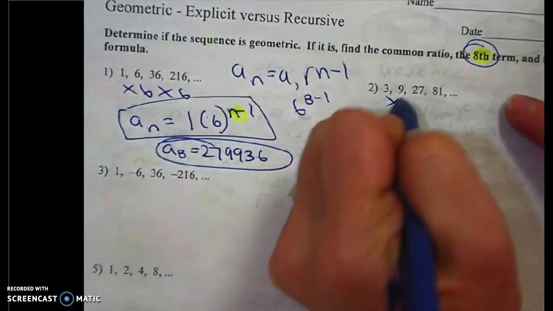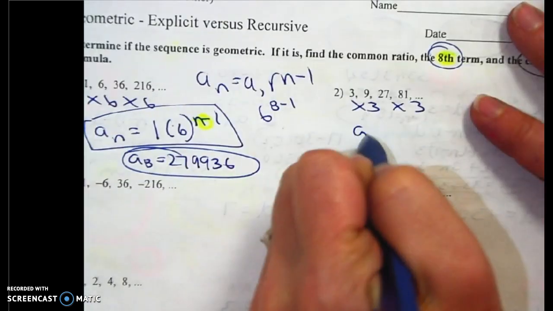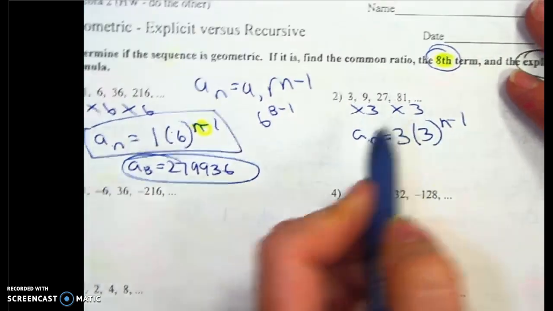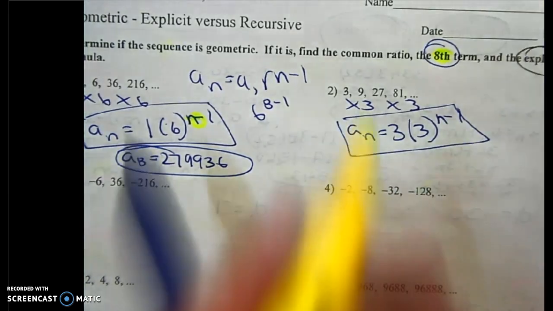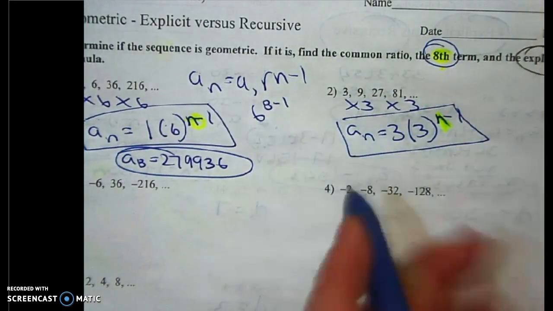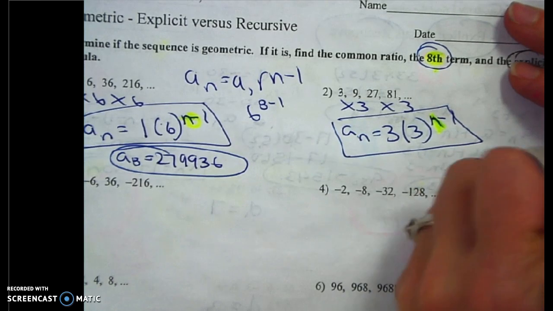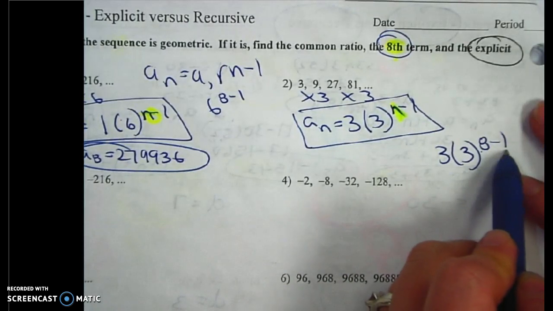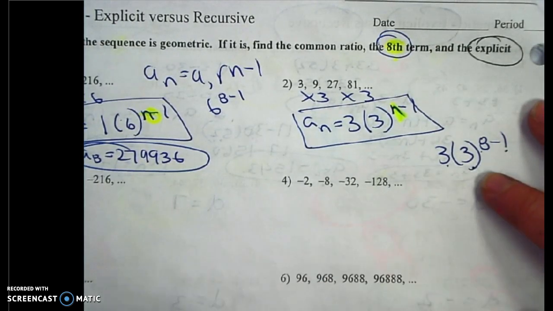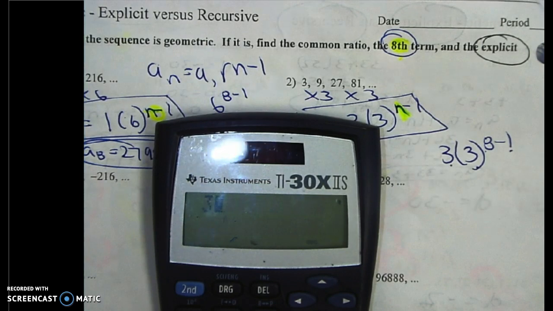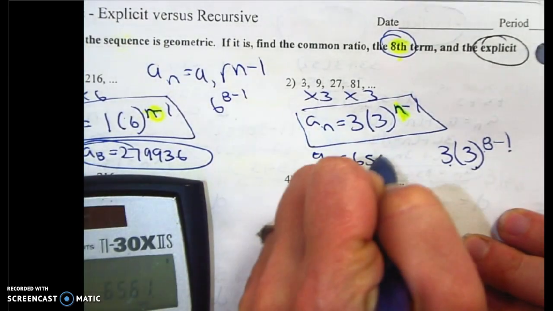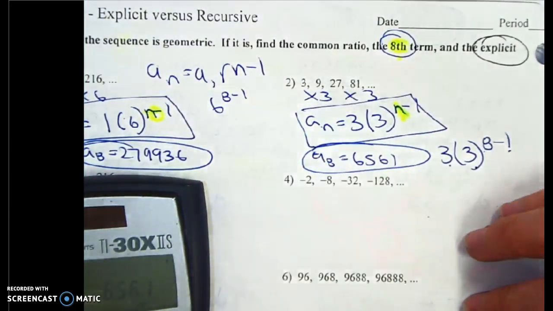Next problem, times 3, times 3. A sub n equals the first term times this to the n minus 1. That's my formula. Then take the 8th term, plug it in. 3 times 3 to the 8 minus 1. I got to step it up because I can't help myself. 8 minus 1 is 7. 3 to the 7th, but I have another 3. So it's actually just 3 to the 8th. If you don't know what I'm saying, you're going to manually plug it in. The 8th term of this geometric sequence is 6561.